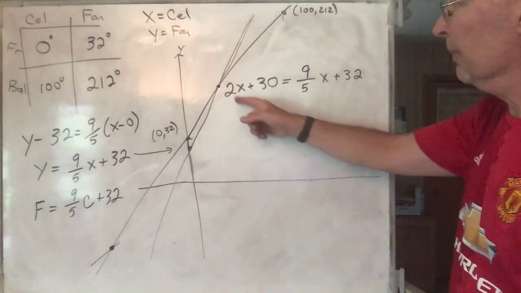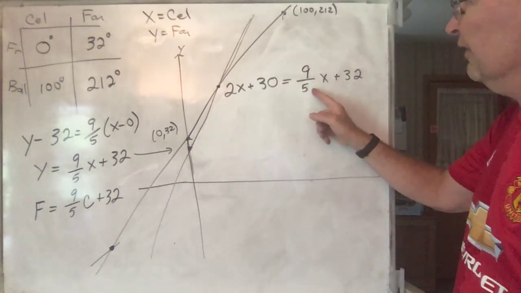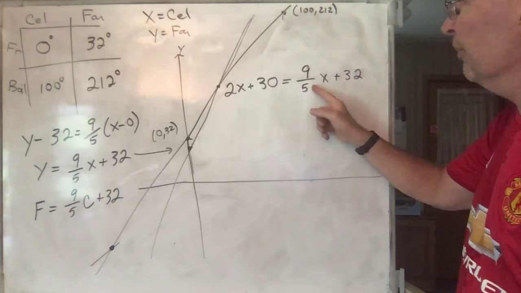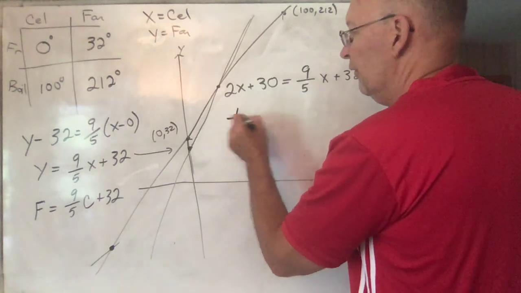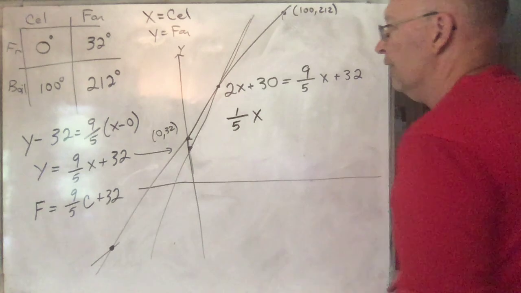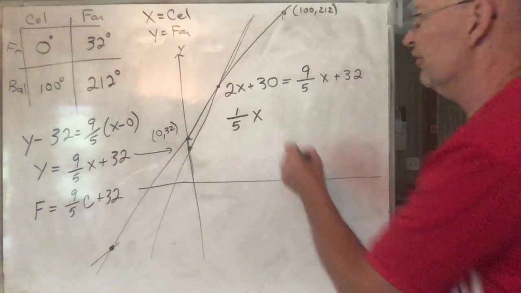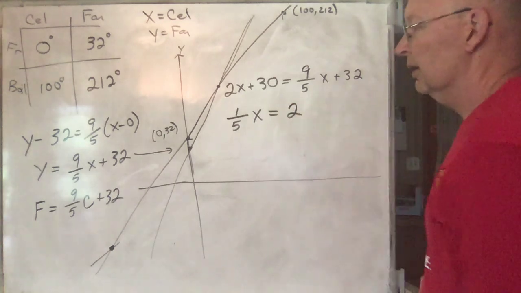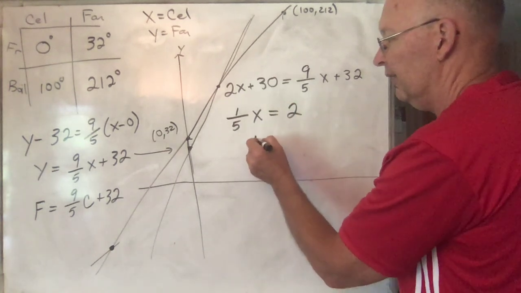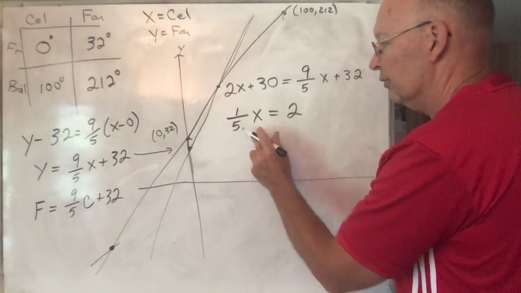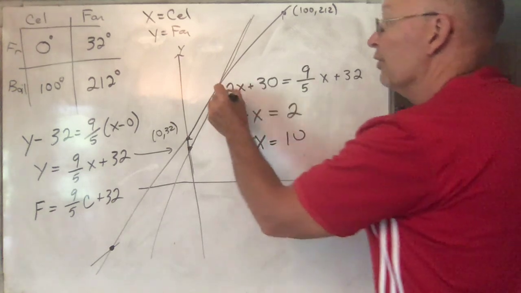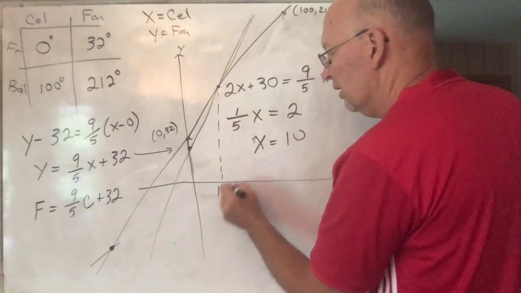Let's solve it. 2x is the same as 10/5. 10/5 minus 9/5 is 1/5. So here you're going to get 1/5 x. And if I subtract 30 from both sides, I'm going to get 2 over here. Now if I multiply by 5, I get what? x is equal to 10. So right here at 10 degrees, let's check it out.